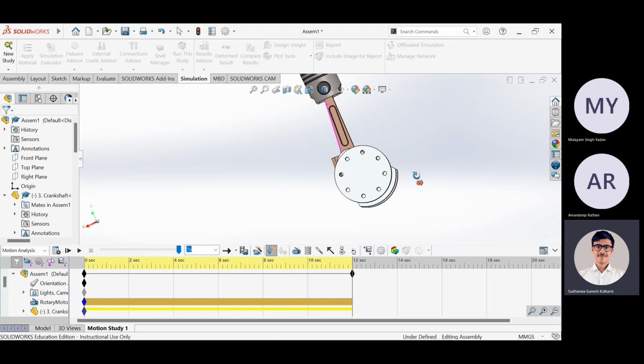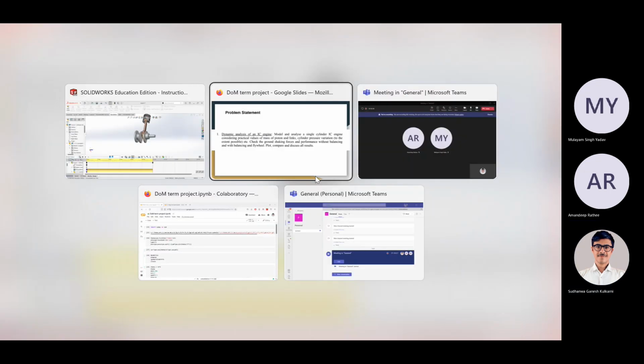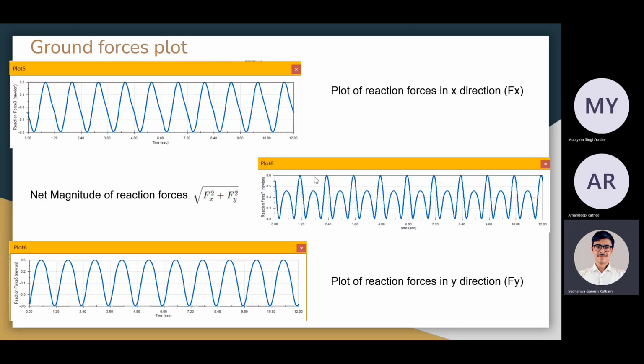We have made these parts in SolidWorks itself and then assembled them all, and the dimensions of all these parts are taken from the internet. Reference is Google, and the dimensions are selected such that they are in synchrony with practical dimensions of whatever engine is used in cars. So I would like Amandeep to proceed further.